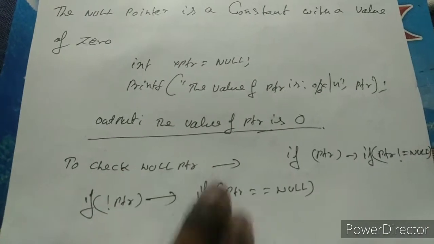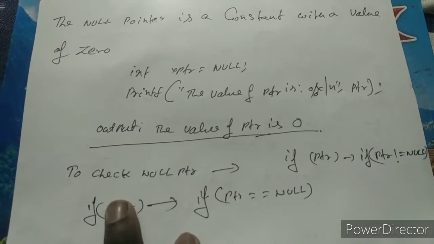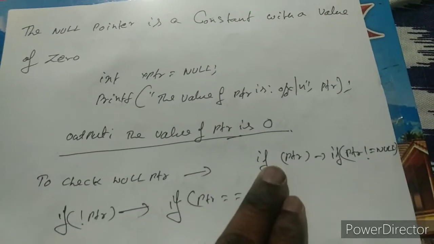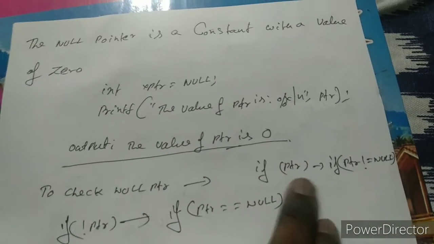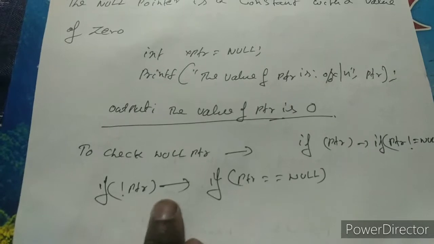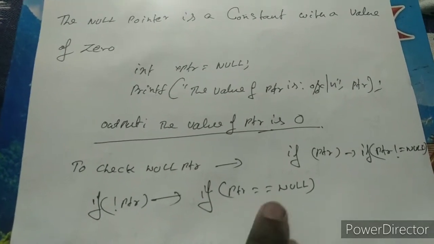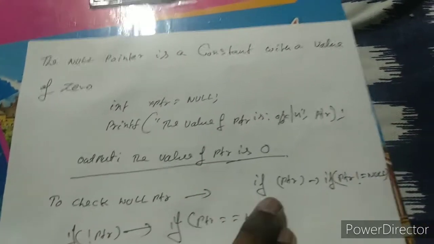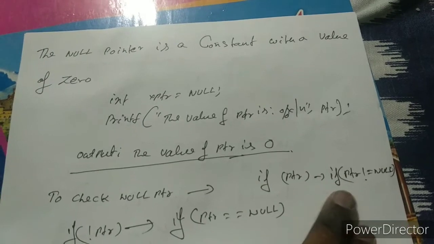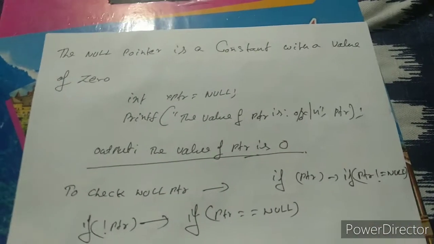Most of the understanding is easy; experienced programmers can understand it easily. A pointer can be represented as pointer not equal to NULL. If pointer is equal to NULL, then only that statement will be executed. Here, if the pointer is not equal to NULL, then only the block of the code will be executed.